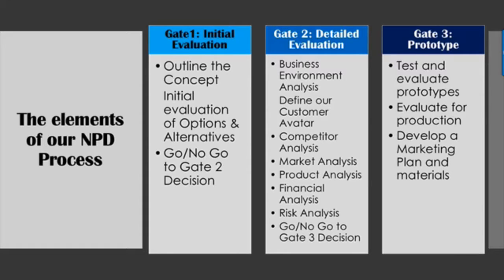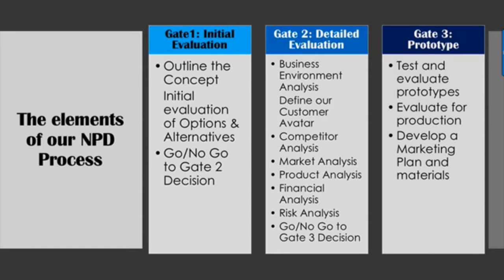The whole thing is about, instead of going out and going hardcore all the way, you actually make an assessment at different points, which we'll call a gate. So you've got to get through that gate in order to move on to the next phase. The three gates we'll look at are Gate 1, which is the initial evaluation. So we do an initial concept outline, we evaluate some options and alternatives, and then make a decision on that using our go, no-go decision matrix.